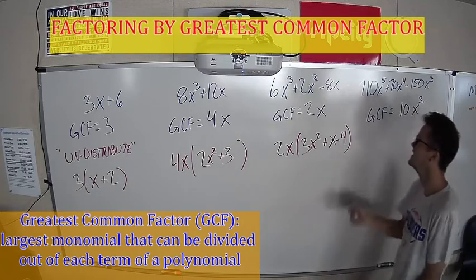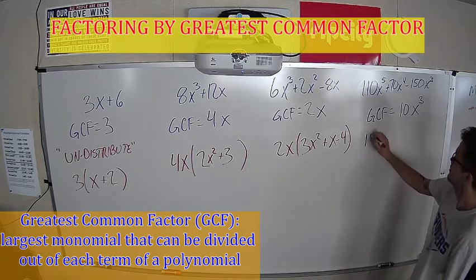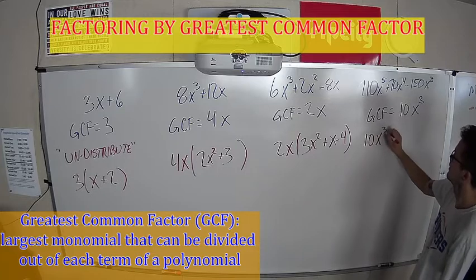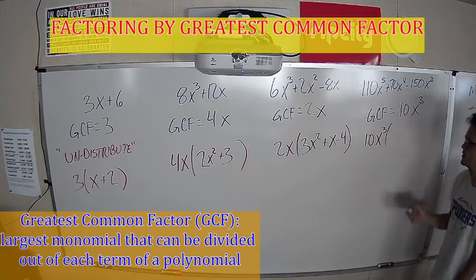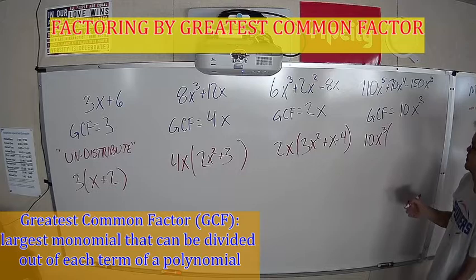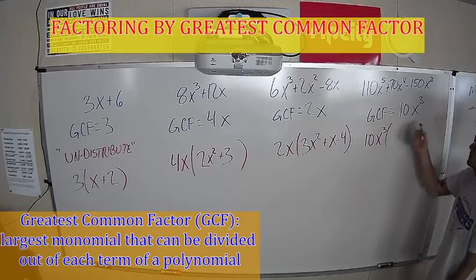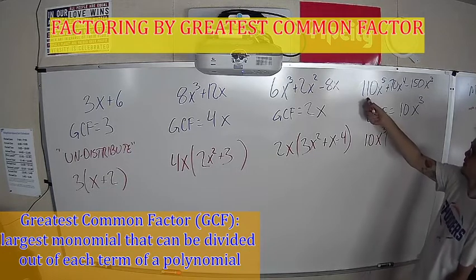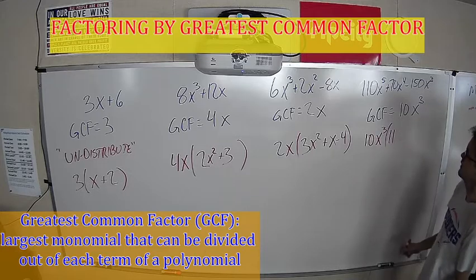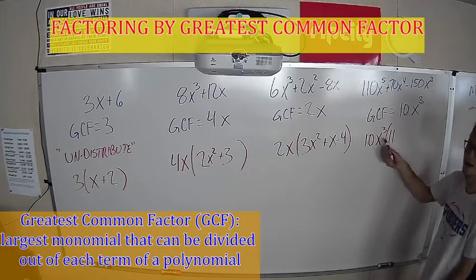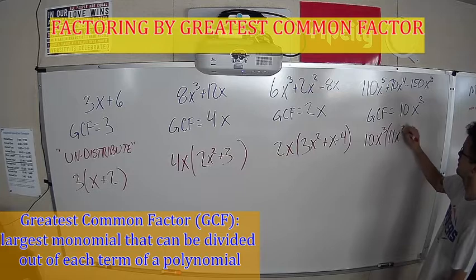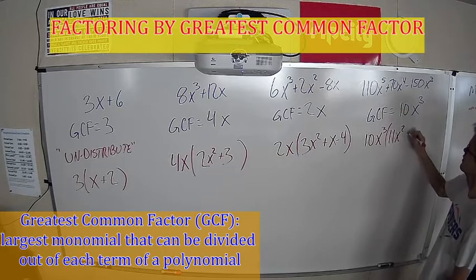1 to go. This will be our trickiest one. Maybe. We've identified our greatest common factor as 10x cubed. So let's factor out 10x cubed from this polynomial here. 110 divided by 10 is 11. X to the fifth divided by x to the third is x squared. 5 minus 3 is 2.